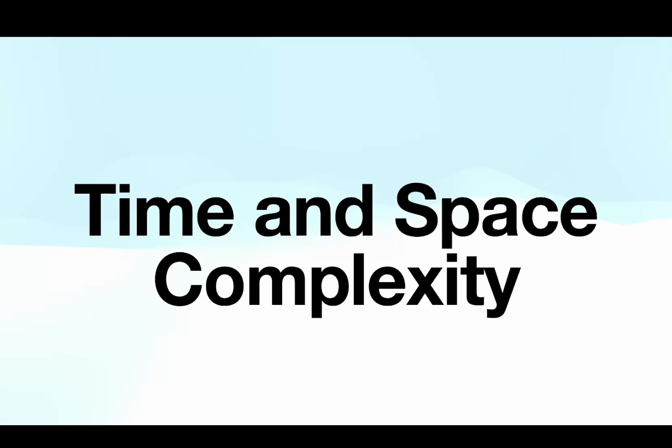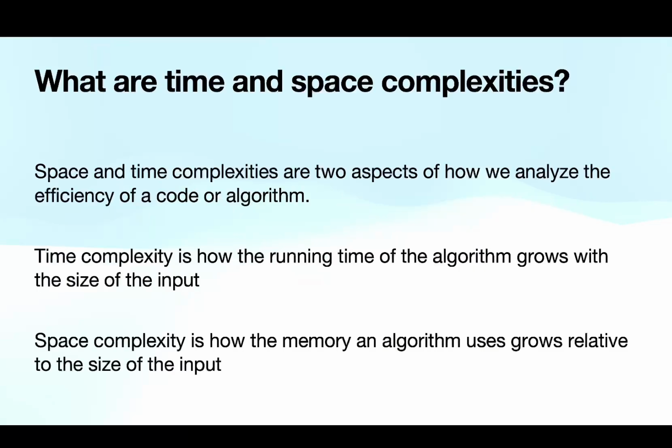And today I'm going to talk about time and space complexity. So what are time and space complexities? Space and time complexities are two aspects of how we analyze the efficiency of a code or algorithm. Time complexity is how the running time of the algorithm grows with the size of the input. Space complexity is how the memory an algorithm uses grows relative to the size of the input.